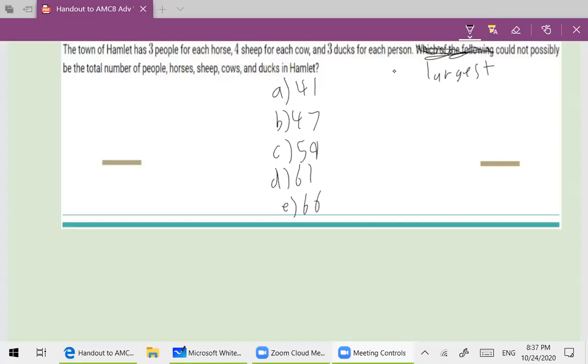Okay, so let there be H horses. Then there's 3H people and 9H ducks, which is 13H for this. Now, let there be C cows. Then there's 4C sheep, which makes a total of 5C of these two species.